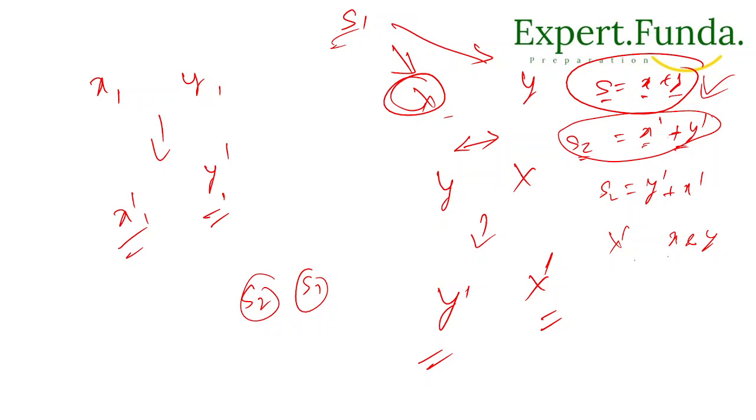Sorry, x dash is a scramble from x, and y dash is a scramble from y. Are they smaller subproblems or not? If this is matching, we will solve the problem using dynamic programming.